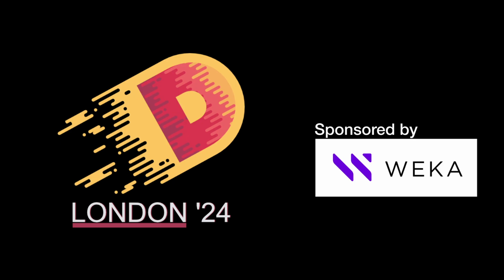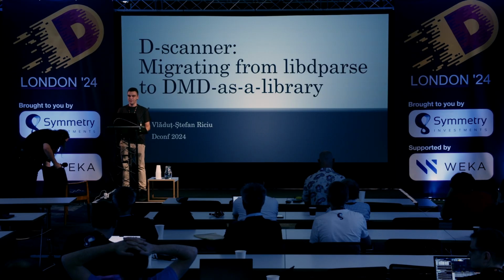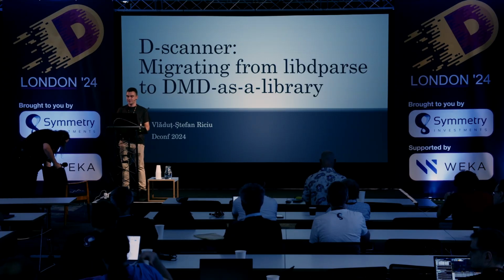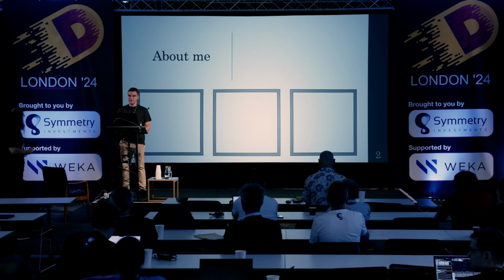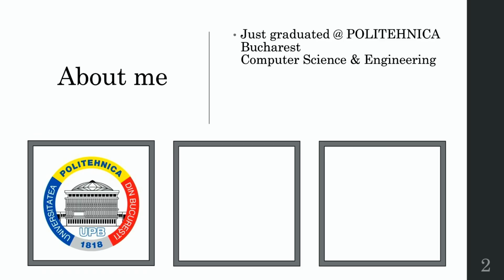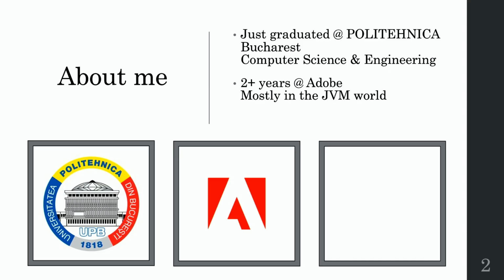My name is Vlăduț, and I'm going to talk about DScanner: migrating from libdparse to DMD-as-a-library. Before I begin, let me tell you a few words about me. I graduated just this summer from University Polytechnic of Bucharest. I completed a 4-year bachelor's program in computer science and engineering. I've been with Adobe for over 2 years now. I've met some awesome people here, and my main programming experience lies in the JVM world, so Java and Kotlin, but I also did plenty of other interesting stuff, such as operational work.